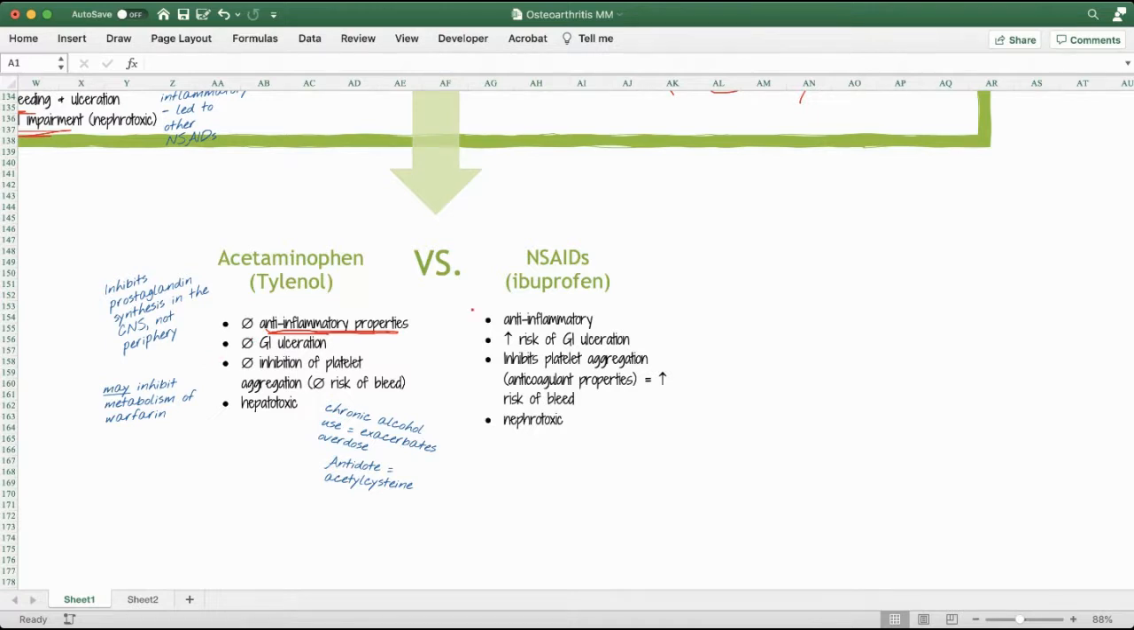So just remember that. Your NSAIDs will have the anti-inflammatory effect. They have the risk of GI ulceration. They inhibit platelet aggregation, which means they have those anticoagulant properties. And then they're nephrotoxic, which we just talked about. I'm just reading it through, so we've already talked through all of it. But Tylenol inhibits prostaglandin synthesis in the CNS, not the periphery. And so it doesn't have really any of those side effects.